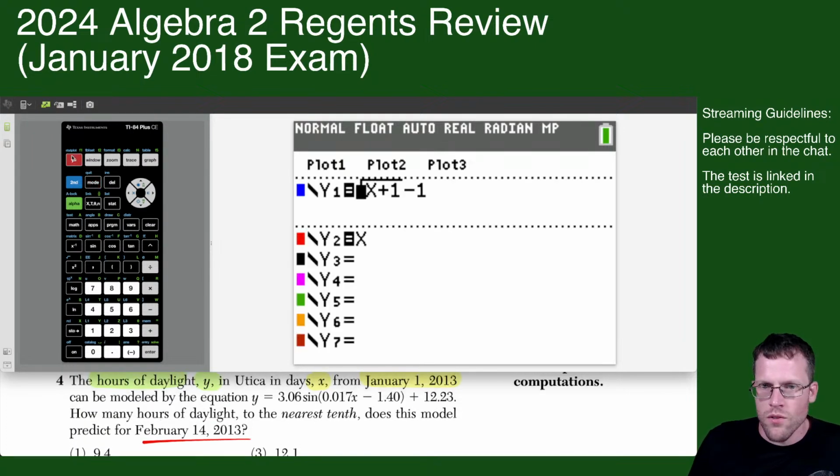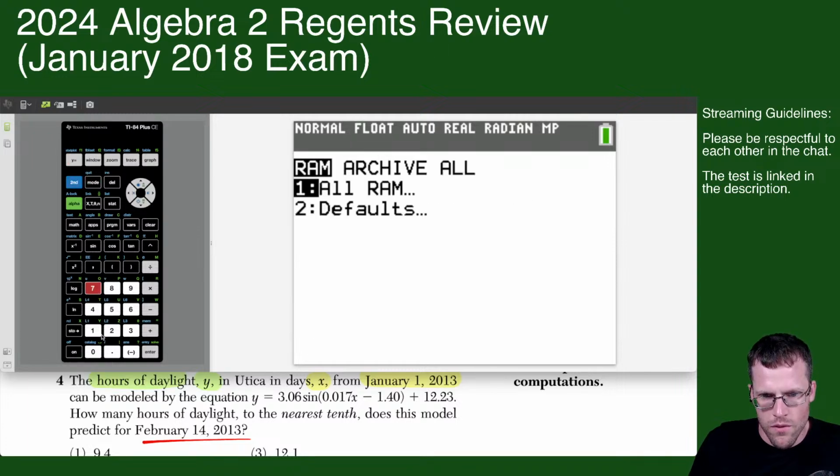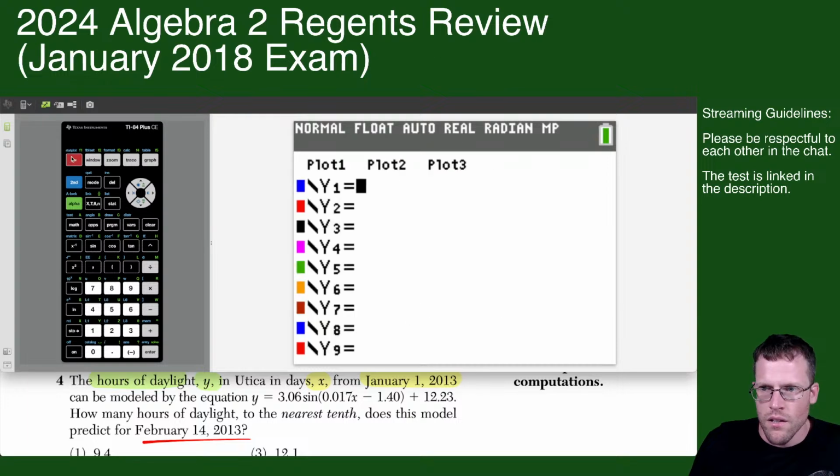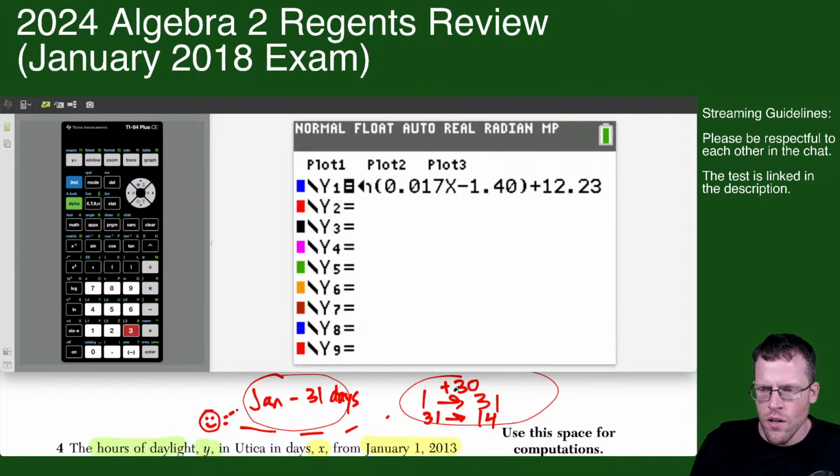All right, so y equals, make sure you're in radians also. So let's say second memory 712, the calculator is reset. And then we go 3.06. So 3.06 times sine of 0.017x minus 1.40. Okay, just make sure I didn't make a typo. And then plus 12.23.